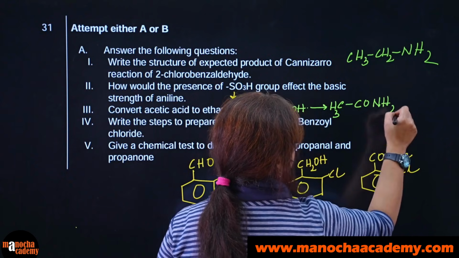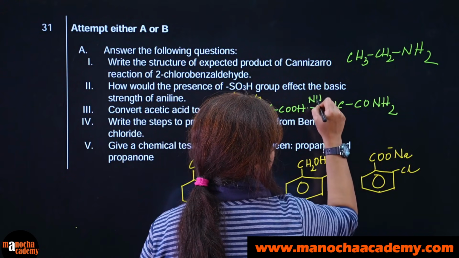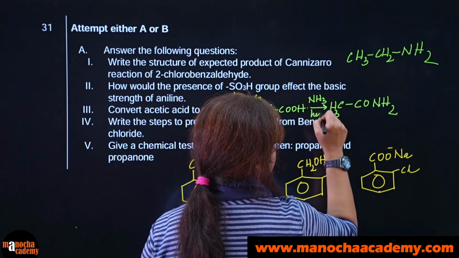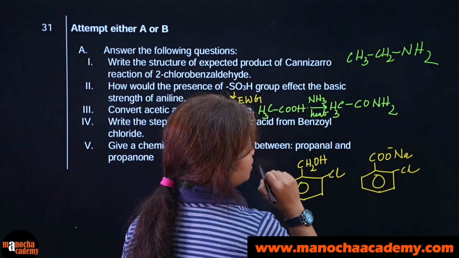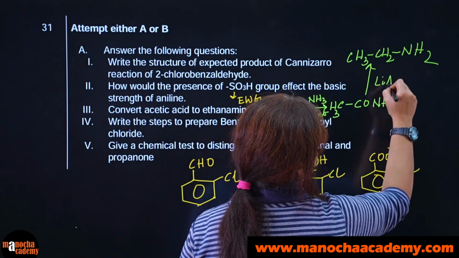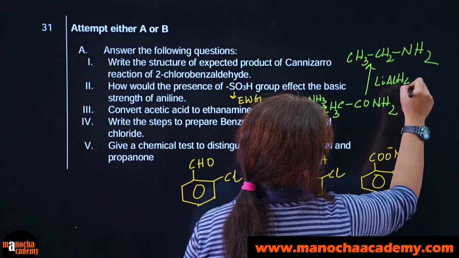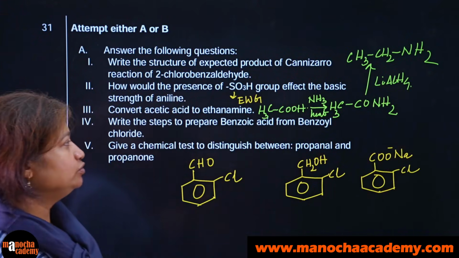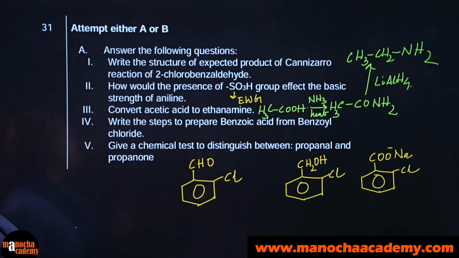What is the condition? It is ammonia, and not to forget, heat. Heat you have to mention. And this, when you treat with either lithium aluminum hydride or with hydrogen palladium, you get the CO group reduced to CH2 group. So that's the preparation here.